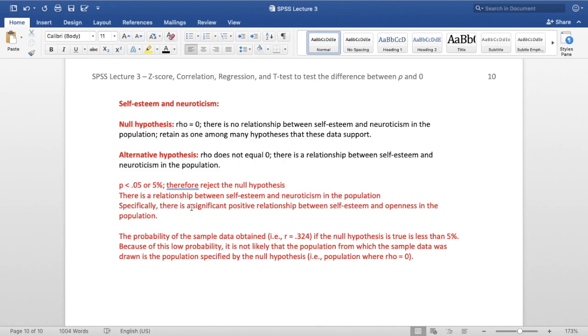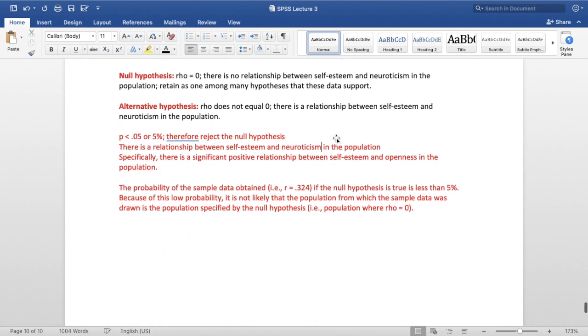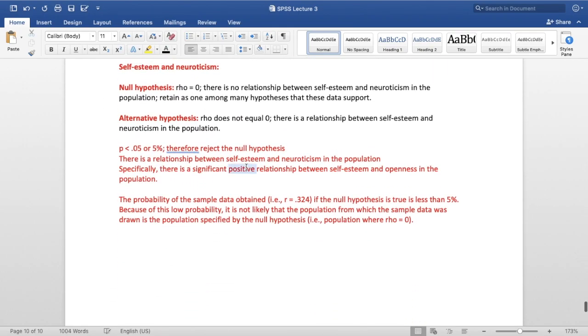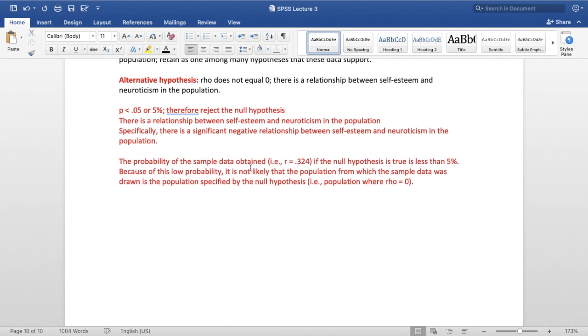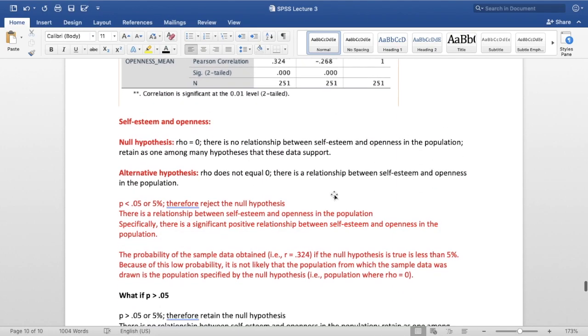Specifically, there is a, well, what direction is it? To figure out the direction, we go back to our sample correlation, and the sample correlation is a negative 0.475. So we're going to say, specifically, there's a significant negative relationship between self-esteem and neuroticism in the population. The probability of the sample data obtained, well, the sample data was negative 0.475.